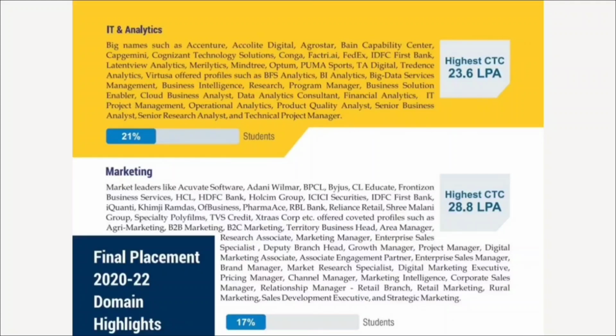Then if we consider the marketing domain, 17% students were placed for this domain. The highest CTC offered for marketing is nearly up to 28.8 lakhs per annum. The top recruiters for marketing are SCL, HDFC Bank, ICICI Bank, IDFC First Bank, PPCL, RBL Bank, Reliance Retail, and there are so many companies. The roles offered in the marketing domain are marketing manager, enterprise sales specialist, deputy branch head, growth manager, project manager, digital marketing associate, associate engagement partner, and there are so many roles.